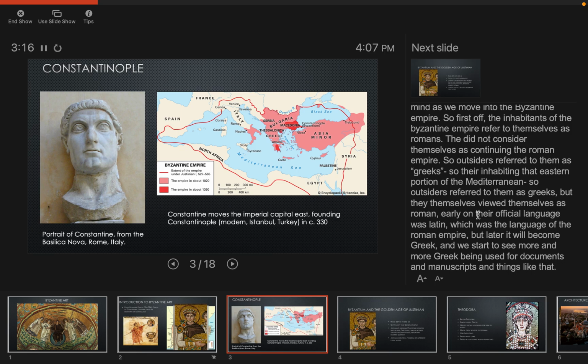later it will become Greek, and we start to see more and more Greek being used for documents and manuscripts and things like that. So, if you recall from last class, that illustrated manuscript of Christ in front of Pilate, how it was written in Greek text or scribed in Greek, there's the reason why. That was their language at the time.